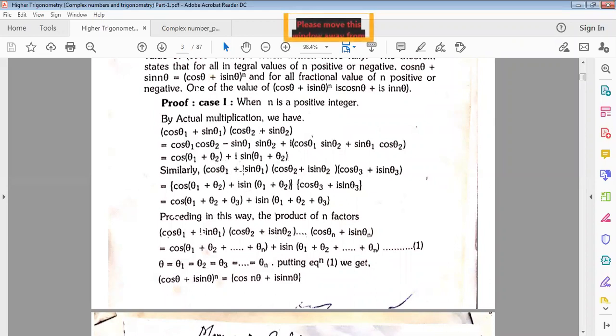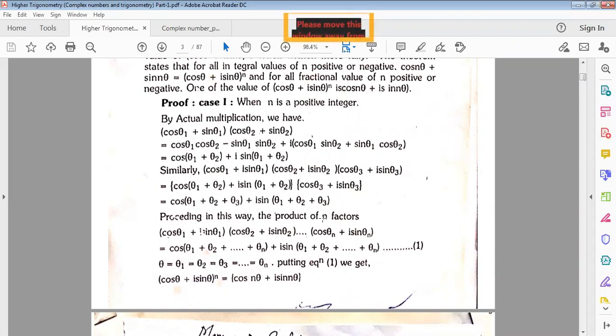Similarly, cos theta 1 plus i sin theta 1, cos theta 2 plus i sin theta 2, and cos theta 3 plus i sin theta 3, we get this one, right? Multiplying these, we get cos (theta 1 plus theta 2) plus i sin (theta 1 plus theta 2), and the third complex number cos theta 3 plus i sin theta 3. Similarly, after multiplication, this will give a similar result: just adding angles for cos and adding angles for sin.